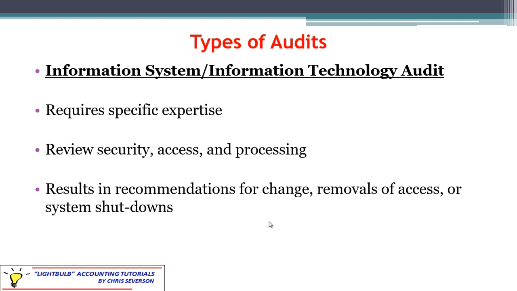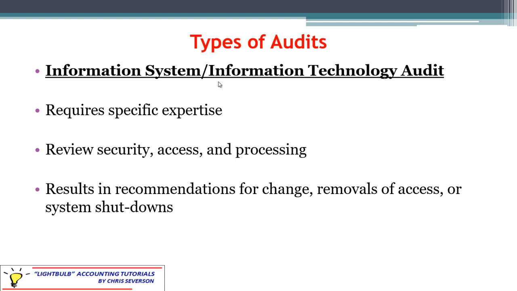Now, some of the results from this type of audit might be a recommendation for a change to strengthen the controls. You might be removing access. Maybe you find that too many people have access to a certain area and it's weakening the controls. It could involve a system-wide shutdown if you believe this is a very pervasive risk, a very immediate risk. It might involve shutdowns until the system can be fixed. That certainly happens from time to time.